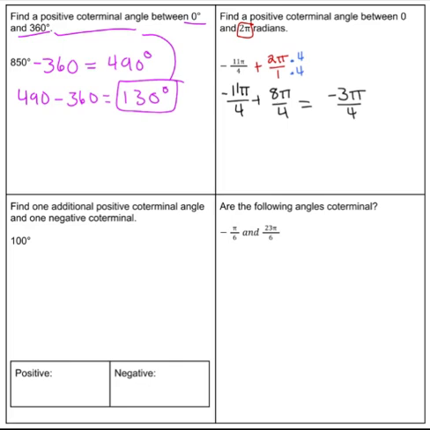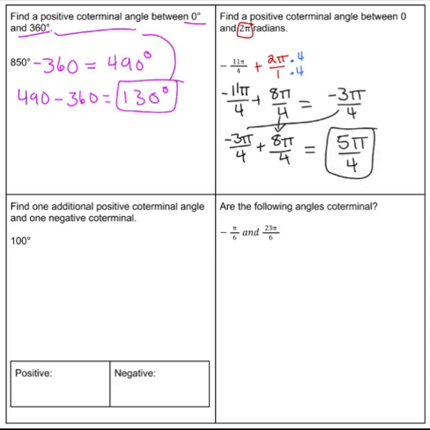The nice thing is I already have a common denominator, so I'm going to take my negative 3 pi over 4 and I'm going to add the 8 pi over 4 from the previous because that's what 2 pi is in pi over 4. So negative 3 pi over 4 plus 8 pi over 4 brings us to positive 5 pi over 4. That meets the criteria of in between 0 and 2 pi radians, and it's coterminal with negative 11 pi over 4.